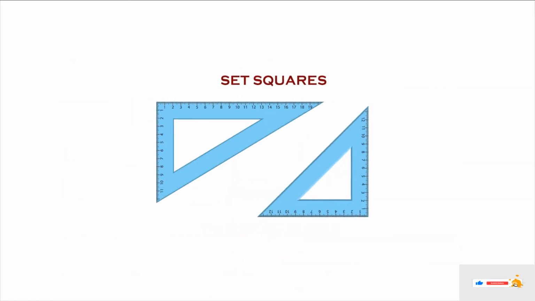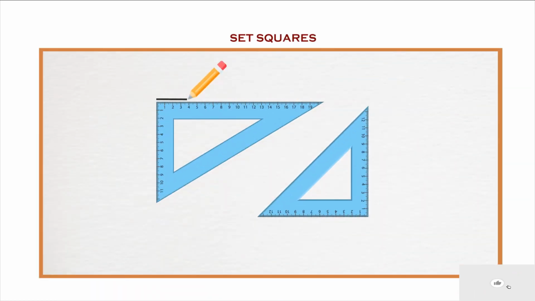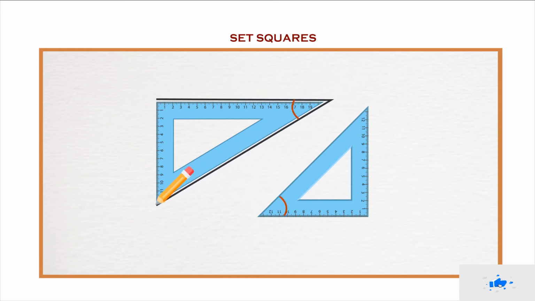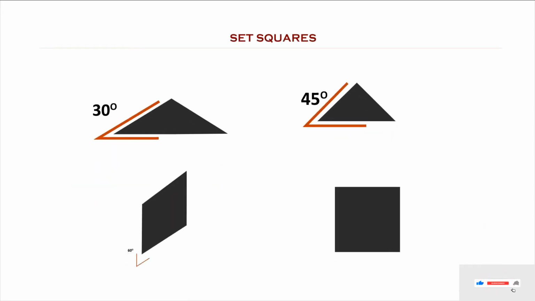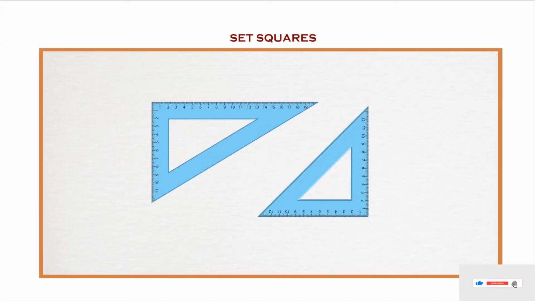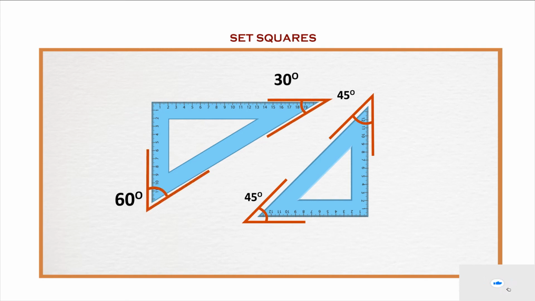Set squares. Set squares are used to draw lines with an angle between them. In most structures, 30, 45, 60, and 90-degree lines are most common, so set squares make the work easier for this type of drawing. Generally, set squares are of two types: one is a 45-degree set square, and the other is a 30-60 degree set square.